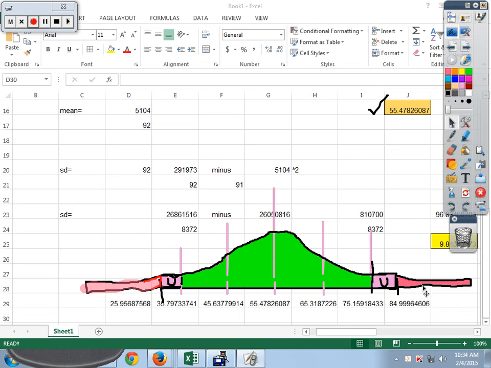Unusual and outlier, do they mean the same thing? Pretty much, yes. But if you walk into a statistician's office and say that's an outlier and it's unusual, they're going to correct you. Okay?